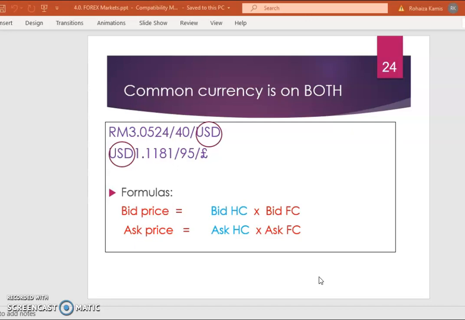Okay, that's all about the cross rate. Just to recap, we have three types of cross rate: one side, many side, and both sides. I really hope that you guys understand it, and we will continue further discussion on the tutorial questions in our class. Thank you very much.